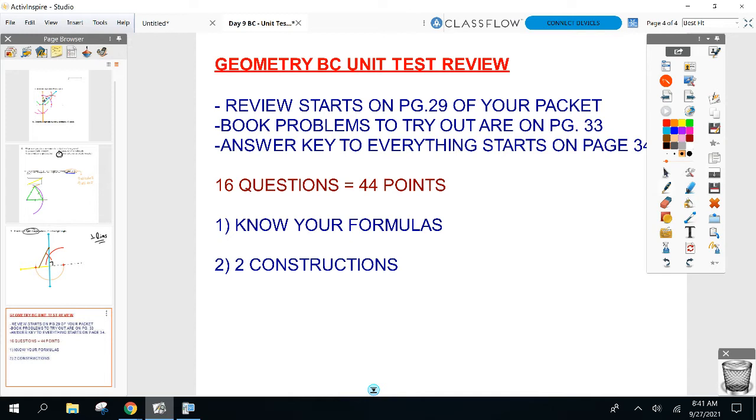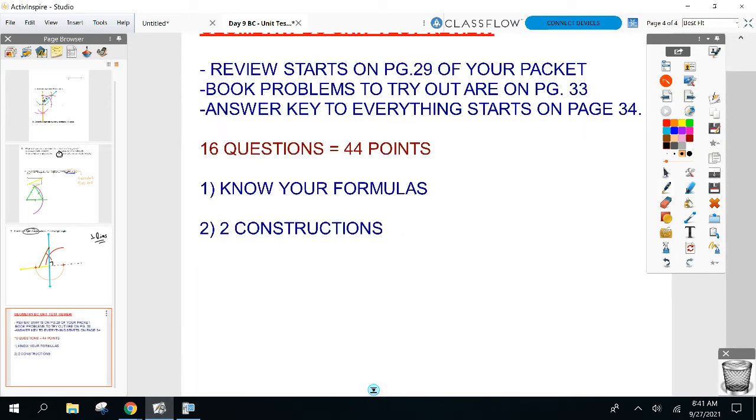A couple things to know. Know your formulas. Let's go over those right now. There are 2 formulas you're going to need to know for tomorrow. They'll be the midpoint. Let's go over midpoint.